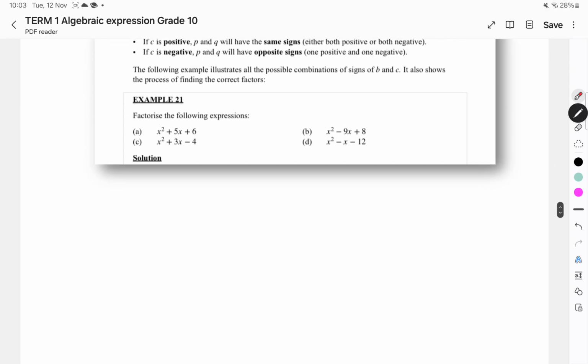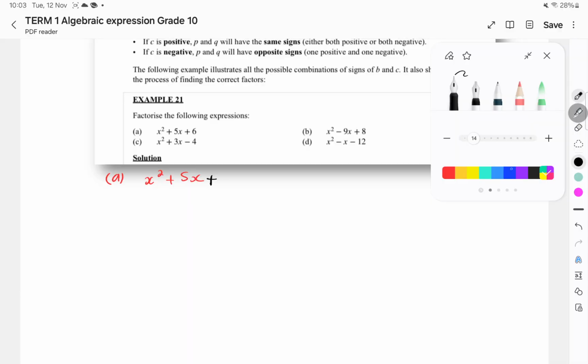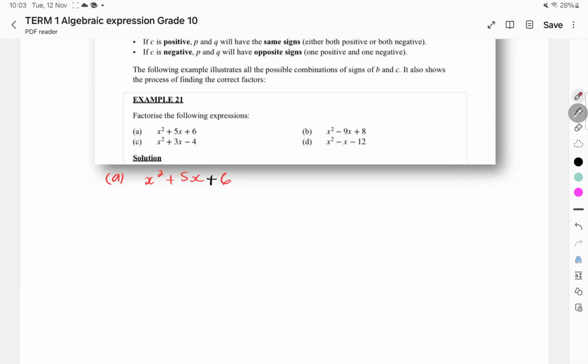So for an example, in example 21, number A, I'm having x squared plus 5x plus 6. The last term is plus. If the last term is positive, it means I'm going to have two brackets of the same sign, but I take the sign of the middle. So if it's a plus, I'm going to have plus and then plus. Then if there's no number in front of the x squared, it's easy. We just go straight.